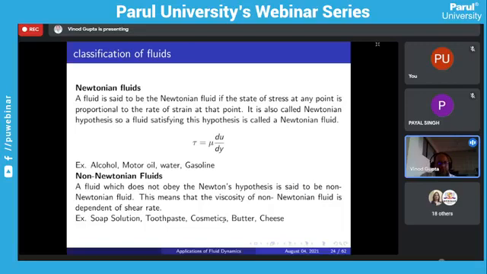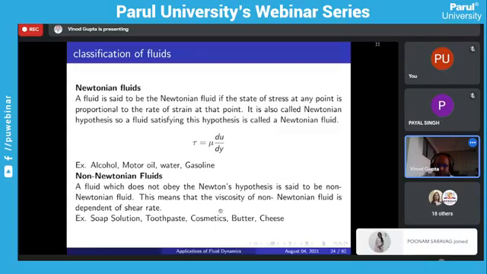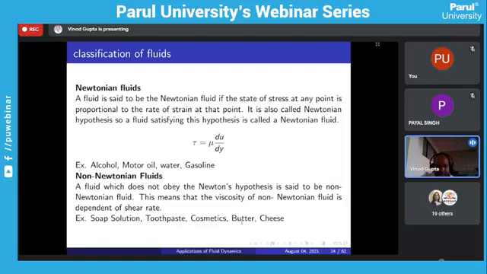Cosmetics are also non-Newtonian fluids. Butter is also a non-Newtonian fluid, because when you see the butter, viscosity is very high. Right? Means tangential force between two layers is very high. That's why it will not flow automatically without applying the tangential force.